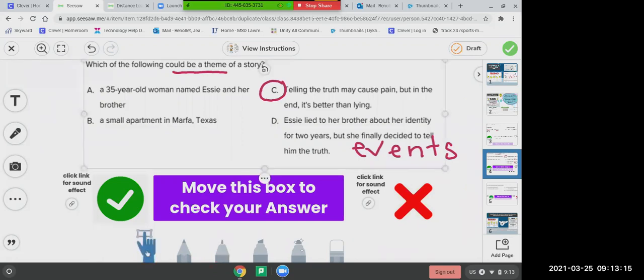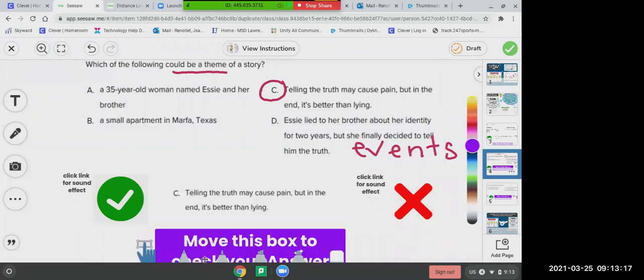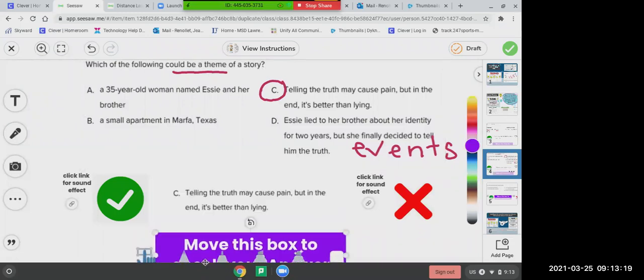Okay, now I get to move my purple box to check my answer. Yes, C is correct. C could be a theme in a fiction story. Let's go to slide number 5.